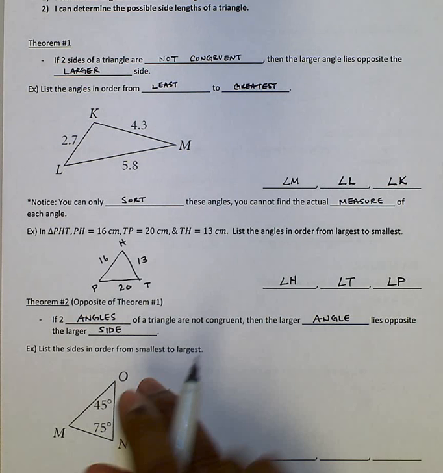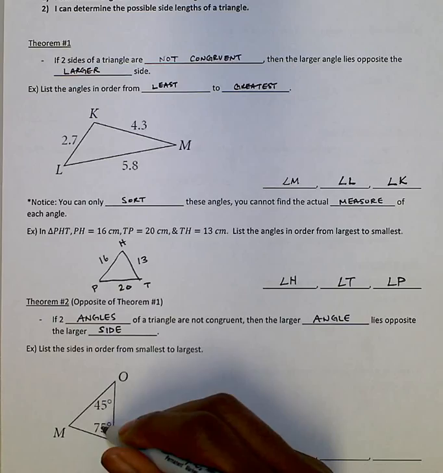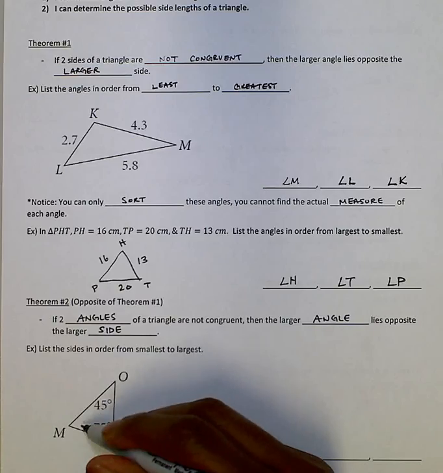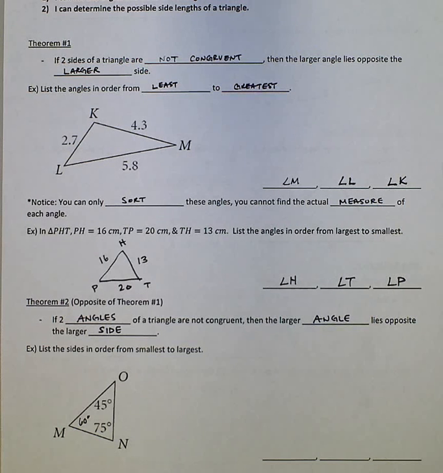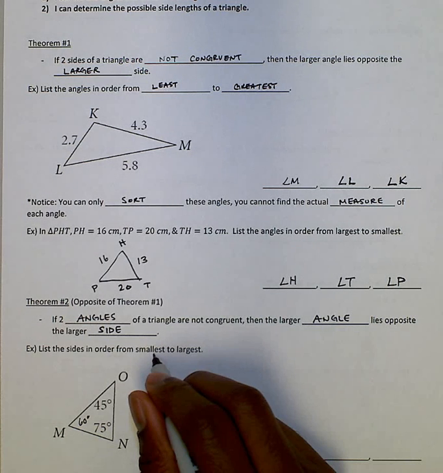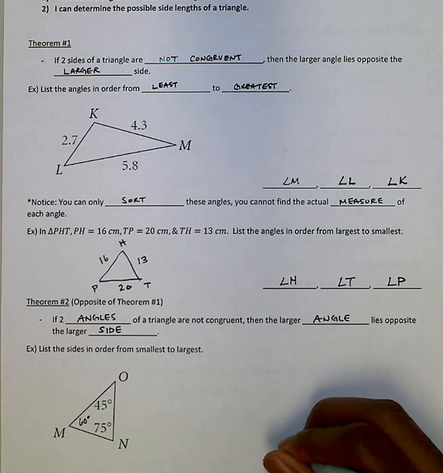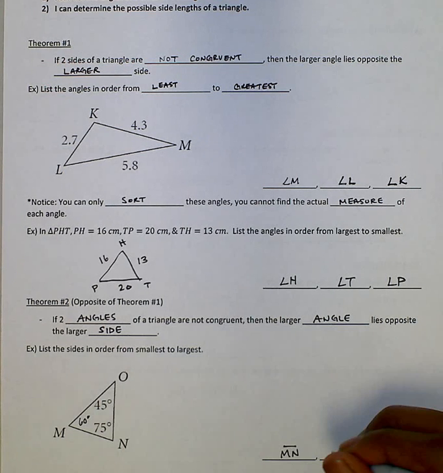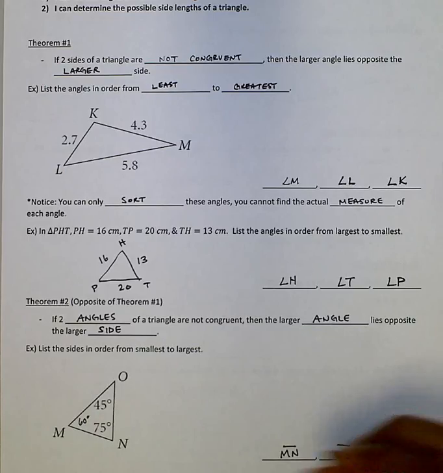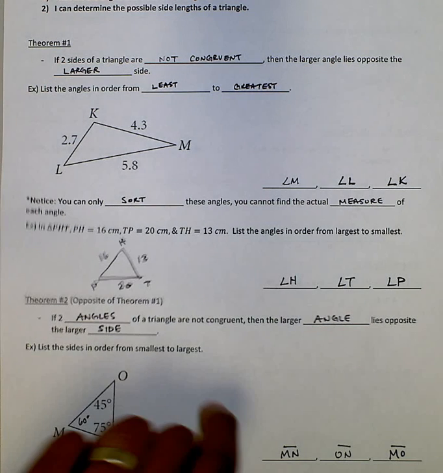So this triangle, first of all, we can't start unless we know all of our angles. So we have 45 and 75 for angle O and angle N. And so we can find angle M: 45 plus 75 is 120, 180 minus 120 leaves us with 60. So we're listing these sides from smallest to largest. Well, the smallest angle is O. That means the smallest side should be MN. Second smallest angle is 60, angle M, so ON. Largest side is MO because the largest angle is N. Okay, so pretty simple, straightforward there.